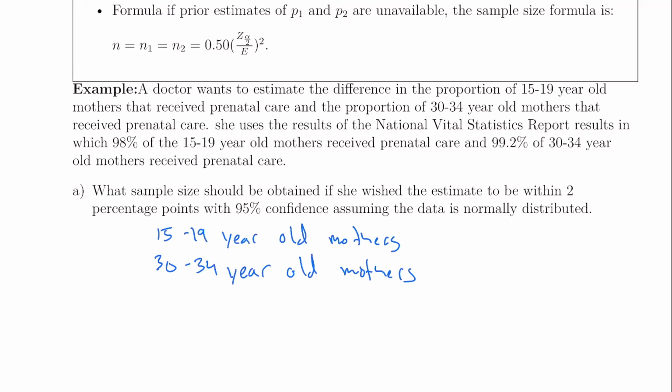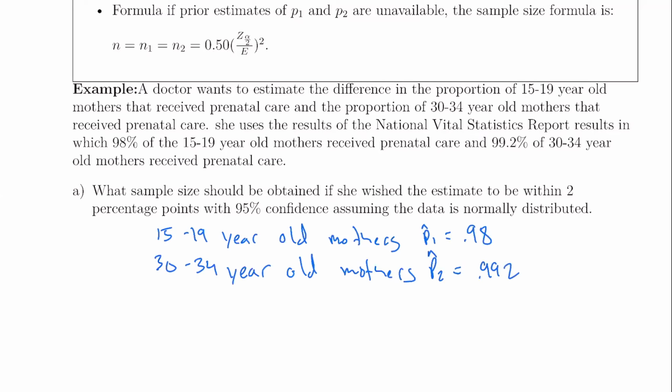So if you look at my two populations, do they give me the proportion of 15 to 19-year-old and 30 to 34-year-old who use prenatal care? Yes or no? Or a maybe? Cool. So they do give me that. Because for 15 to 19-year-old, they tell me that's 98. There is a p hat of 1 is 0.98. P hat of 2 is 0.992.